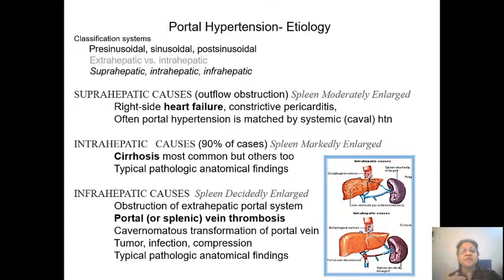Even if you do an abdominal ultrasound, or any hepatic tests, or any metabolic tests for liver function, the liver shows healthy functioning, but there will be downstream blockage effects, particularly huge enlargement of the spleen, and pathological anatomical findings if you do any investigations. So the spleen is only moderately enlarged in the suprahepatic causes, more in intrahepatic, and most enlarged in the infrahepatic causes of portal hypertension.